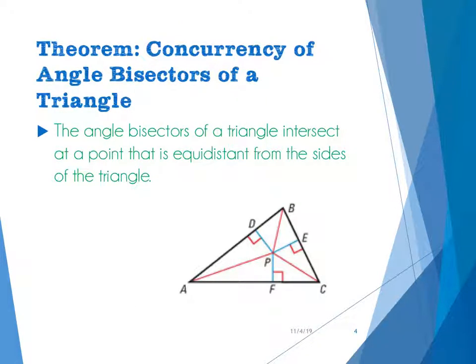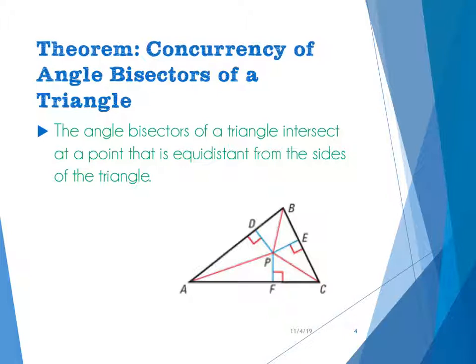Okay, next, another theorem. This is the concurrency of the angle bisectors of a triangle. We're talking about the point where the three angle bisectors meet. The angle bisectors of a triangle intersect at a point that this time is going to be equidistant from the sides of the triangle. Remember, yesterday they were equidistant from the vertices. Now this one is equidistant from the sides.